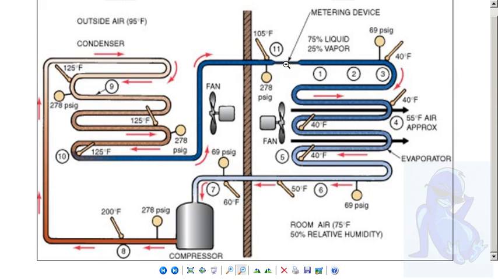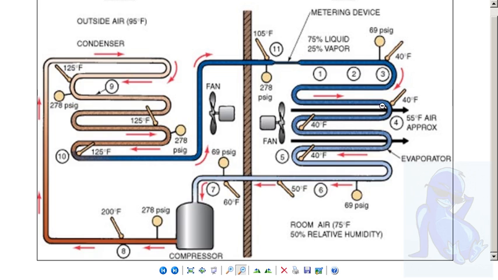And this metering device is going to restrict the flow of refrigerant. It's going to let it out through like a little hole, and it's going to shoot it out on the other side. It's going to instantly flash off about 25% to vapor. The rest will stay liquid. And now it's heading into the evaporator inside your house. It is much cooler now. You see that thermometer is at 40 degrees now. It is cooler and is going into your evaporator as a liquid and part gas.